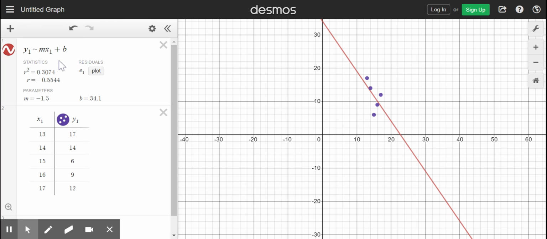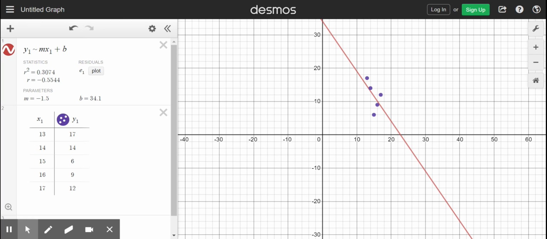All right, and so this is the strength of it. If you look, it says negative, so it's a negative line, so it's going down, and it's 0.5, 55.4. So it's negative, which means going down, negative, weak, let's say slightly weak correlation.